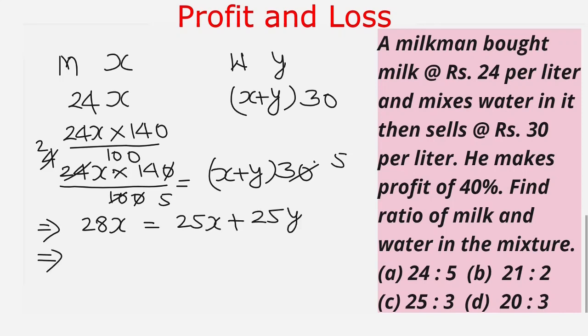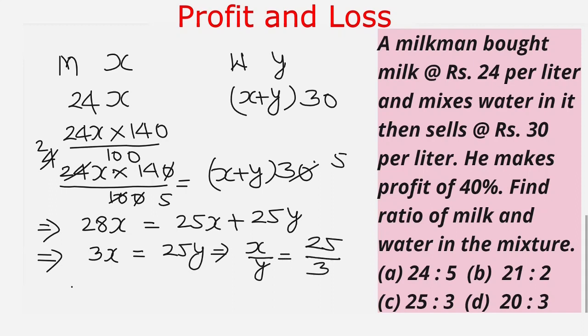This gives 28x minus 25x is 3x equal to 25y, giving x upon y equal to 25 upon 3. Therefore, x ratio y equal to 25 ratio 3. And from the given options, our answer is option C, 25 ratio 3.